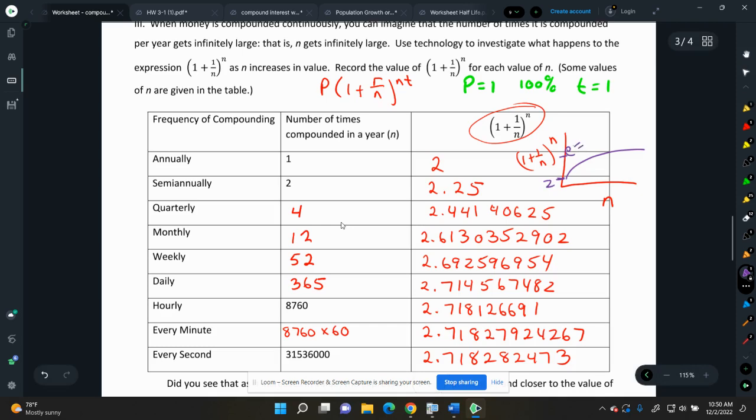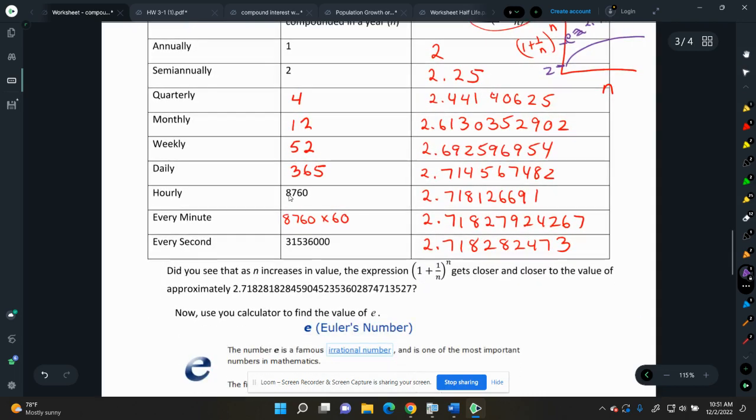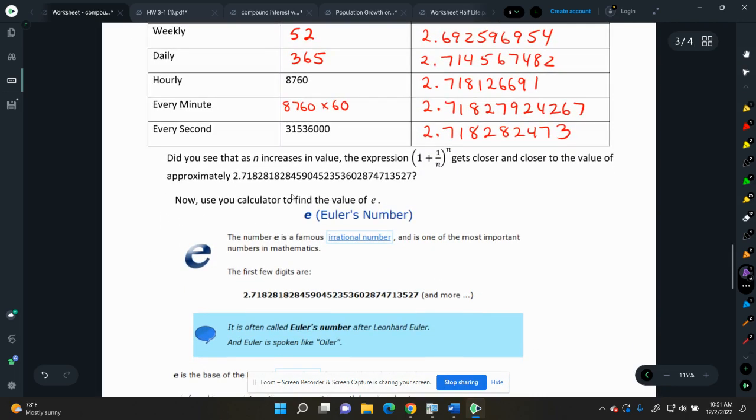And E is approximately 2.71828. E is a number just like pi. It just keeps going and going and going. Okay? E is always the same number. E is a number that was actually calculated by a man named Leonhard Euler.